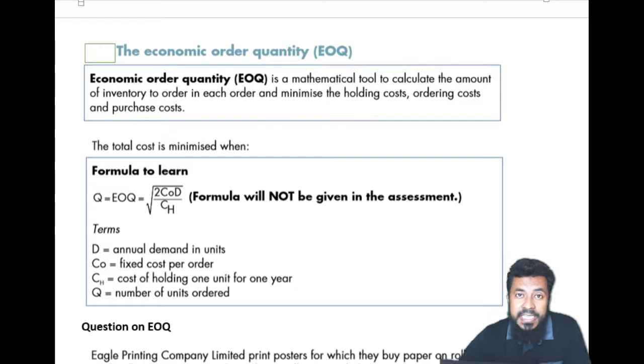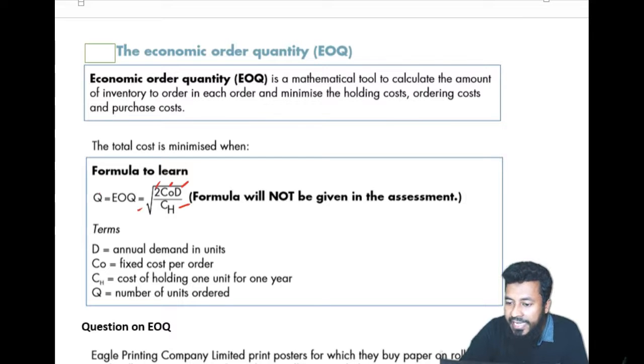Economic order quantity, EOQ, is a mathematical formula which helps you to minimize the ordering cost and holding cost of your inventory, and it is represented by a formula. So let's look for the formula. The formula is the square root of 2 times CO times D over CH.